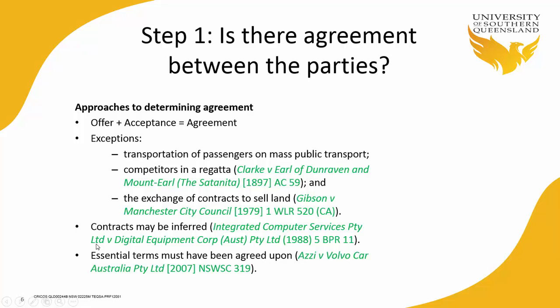So going back then, this idea that you can arrive at an agreement without really ascertaining the offer and acceptance, the traditional approach. We said these exceptions to that traditional approach look at really the conduct of the parties, so things like transportation of passengers on mass public transport, or competitions in a regatta, or the exchange of contracts to sell land are exceptions to this idea of having to find offer and acceptance before we can ascertain that there is an agreement. Okay.